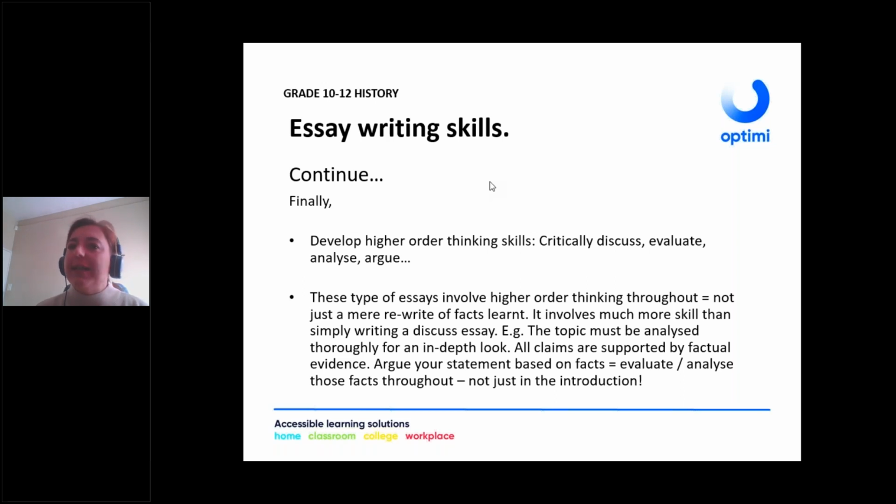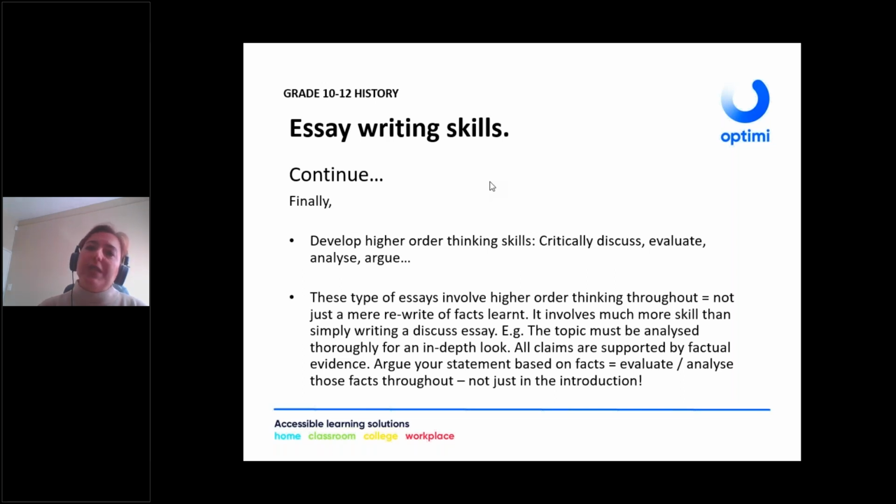We need you to analyze facts. We need you to evaluate facts. We need you to critically discuss something and not just discuss facts. We need you to deliver an argument. And again, this is a skill that you need to develop.